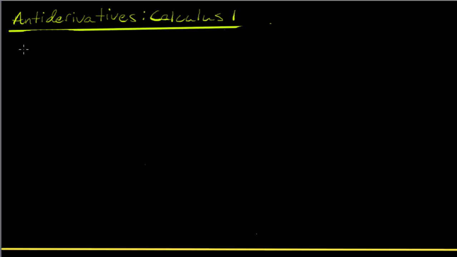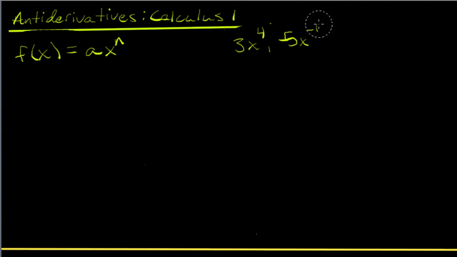Let's take a look at some functions here. If we have anything in the form of a times x to the n, let's see some examples, like 3x to the fourth, or negative 5x squared, or 2x to the fifth. These are all in this form, ax to the n.